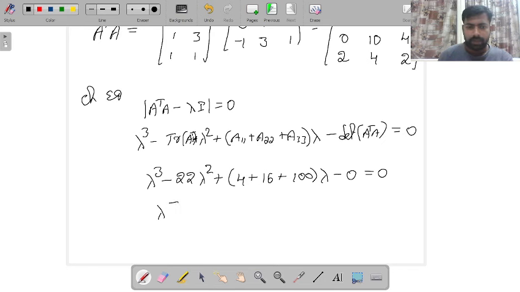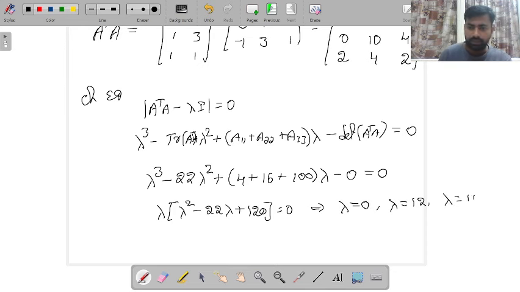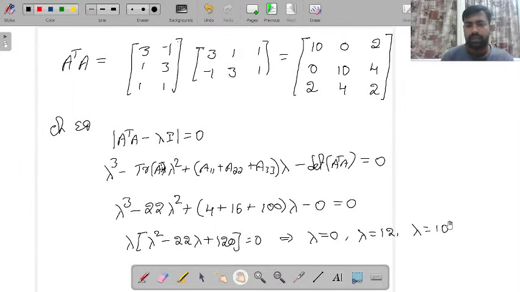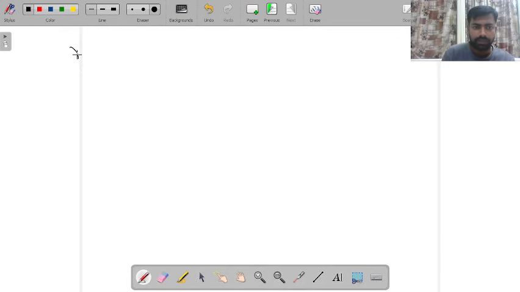Now I can take lambda common, so I get lambda square minus 22 lambda plus 120 equal to 0. So from this you can see the eigenvalues: lambda equal to 0, lambda equal to 12, and lambda equal to 10. So these are the eigenvalues. Now we have to find the corresponding eigenvectors. So first let me start with lambda equal to 12. When lambda equal to 12, let me see what is the eigenvector.